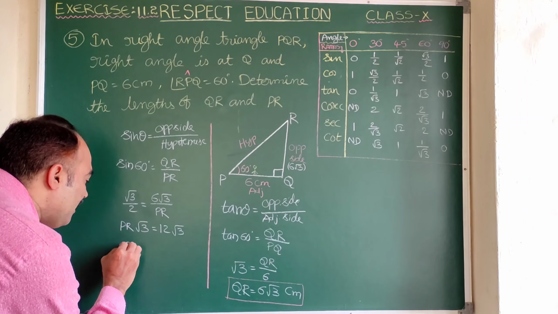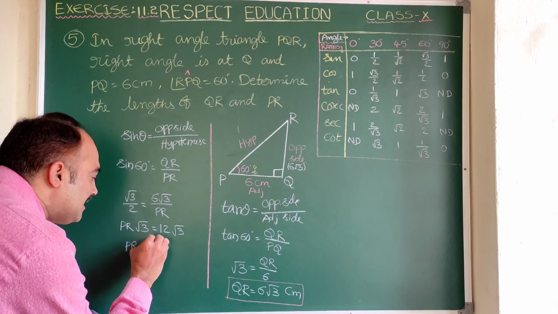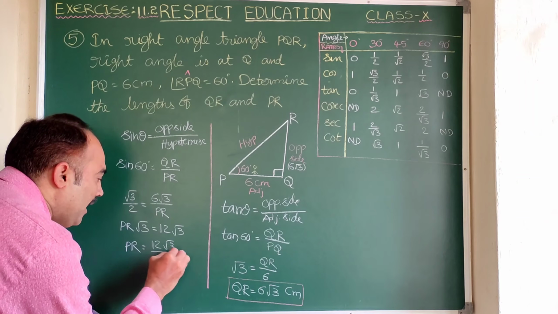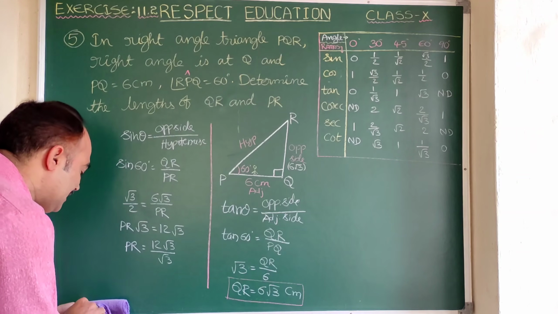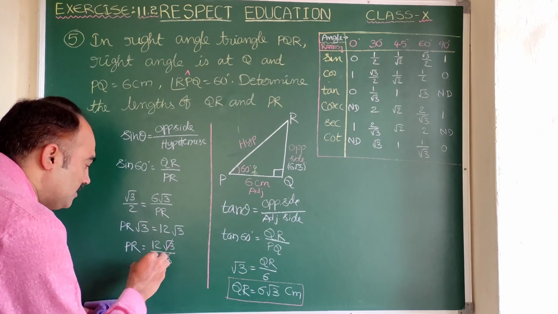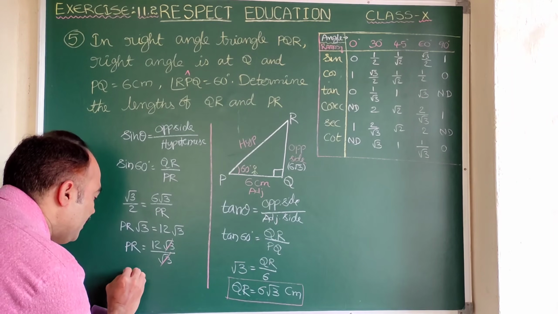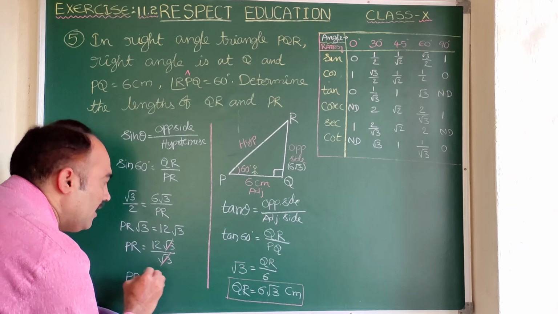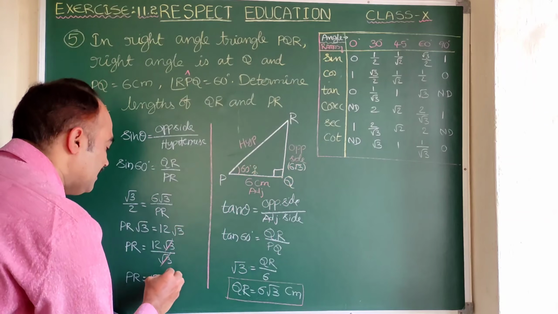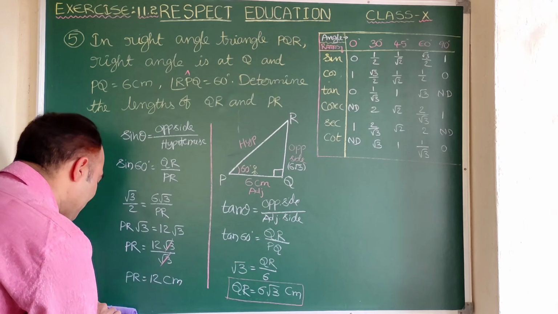As we need PR, let us send root 3 this side. That becomes 12 root 3 by root 3. Here what gets cancelled? Root 3 gets cancelled. Now here what is PR? 12. PR is equal to 12. Since these two are in centimeters, we can write 12 centimeters.